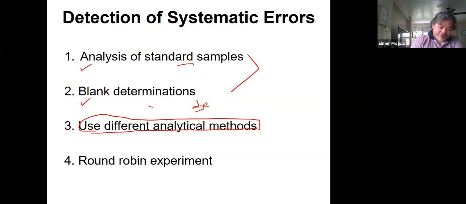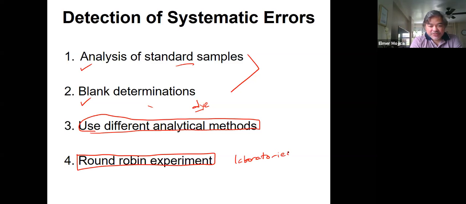Now the last one, the round robin experiment. This is only useful if there are other laboratories that you can involve, or if you have, in your lab, different people. So what you do here is assign different people in a laboratory or several laboratories to analyze identical samples by the same or different methods.